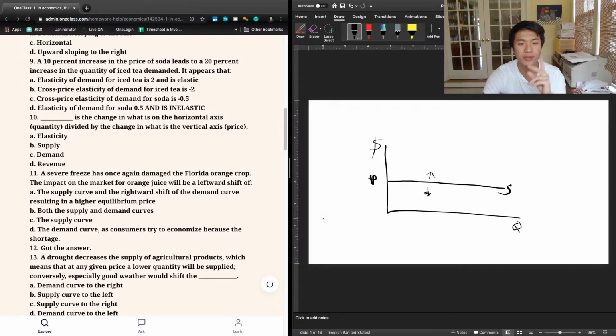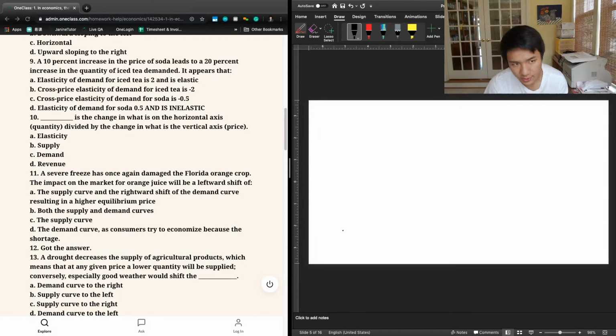Question 9 says a 10% increase in the price of soda leads to a 20% increase in the quantity of iced tea demanded. It appears that A, elasticity of demand for iced tea is 2 and is elastic. B says cross-price elasticity of demand for iced tea is -2. C says cross-price elasticity of demand for soda is -0.5. And D says elasticity of demand for soda is 0.5 and it's inelastic. So right off the bat, we're looking at two different products. We're looking at a price increase for soda and an increase in quantity for iced tea. That tells us we're going to be dealing with cross-price elasticity, where we're dealing with complementary or substitute goods.